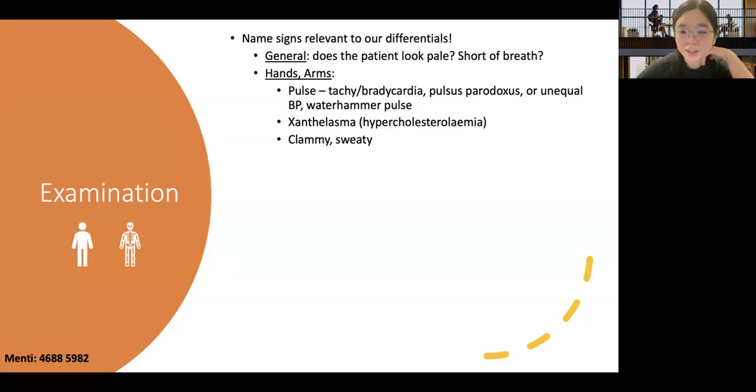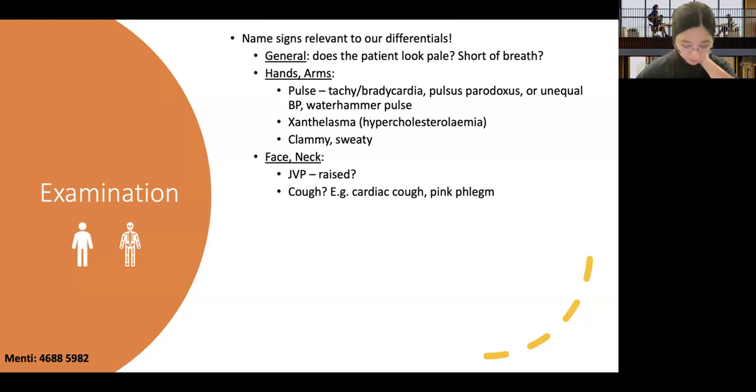You can also have xanthelasma, which is cholesterol deposits. They might also just feel clammy and sweaty, and you can tell they're not feeling well. So face and neck, you might be able to see a raised JVP. I've seen JVPs that are all the way up the ear. That was due to tricuspid regurgitation. And if you're interested enough, you can study JVP waveforms.